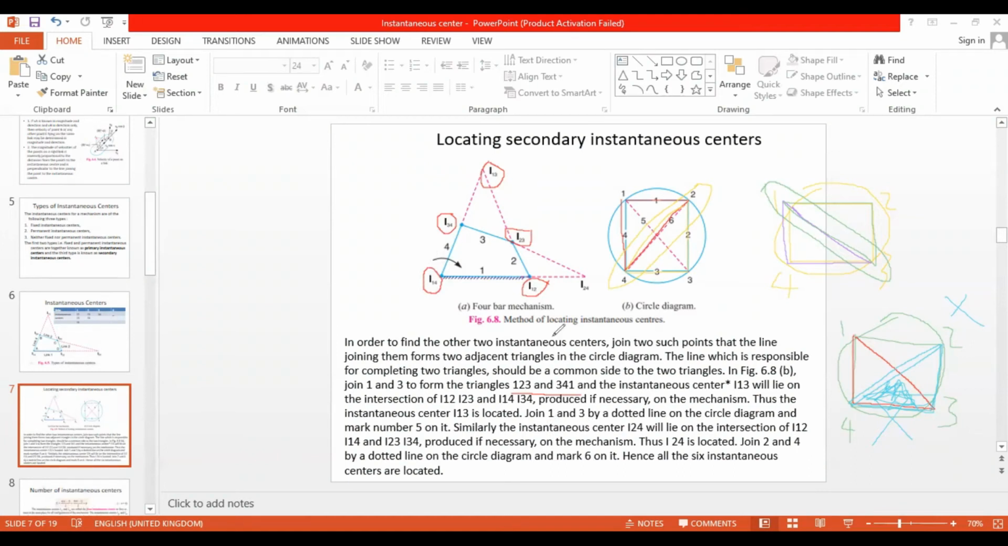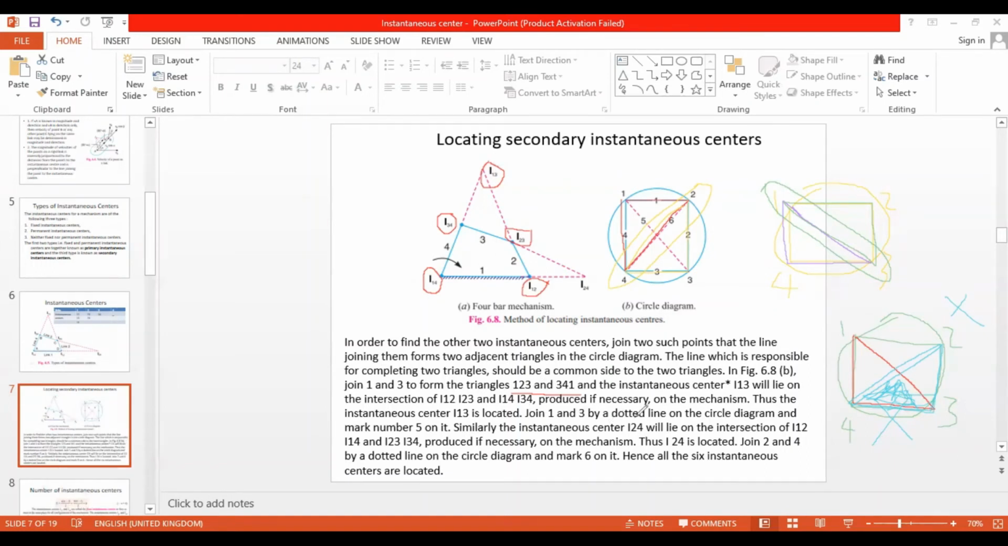produced if necessary on the mechanism. So I need to produce it, right? Otherwise, it will not meet. So I23, I21, this link, and I14, I34, that is this link. If I produce these two, they will meet at a point on the mechanism. Thus, the instantaneous center I13 is located, right? So this is how we locate the instantaneous center I13.